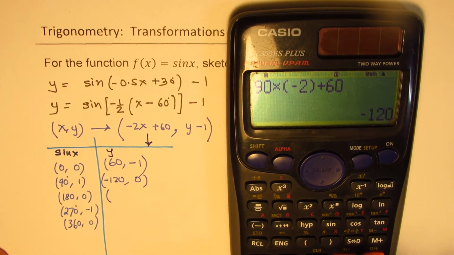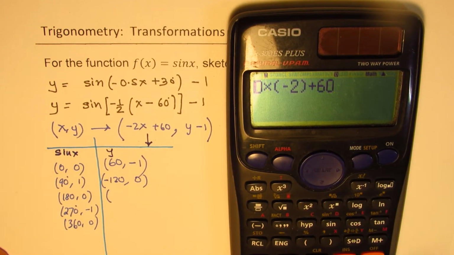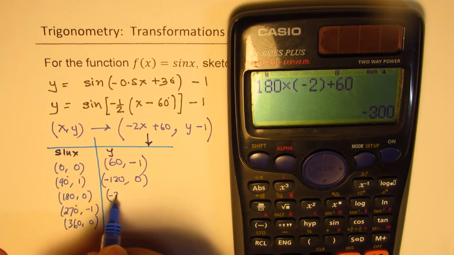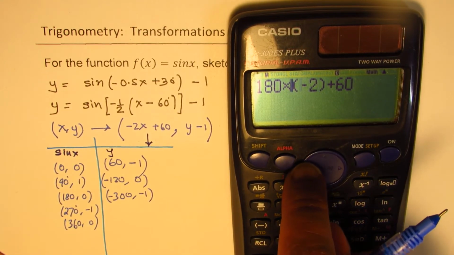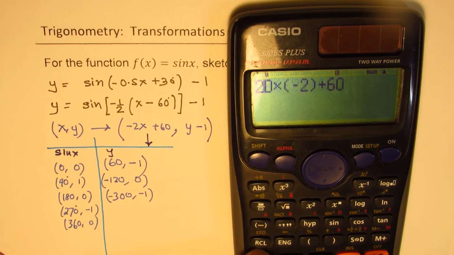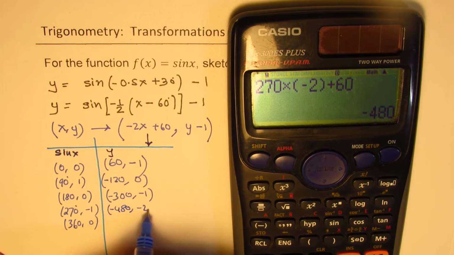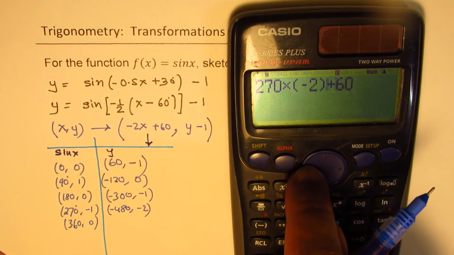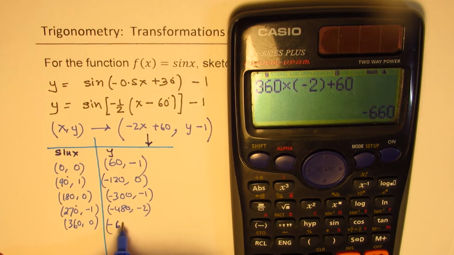Now 180, so we'll just change this 90 and make it 180, correct? And then what we get is minus 300. So minus 300, and this becomes minus 1. Now we're going to change 180 to 270, right? That gives us minus 480, and the value is minus 2, and then we have 360. Okay, so this is a quick way of calculating all the values. So we get minus 660, and the value here is minus 2.